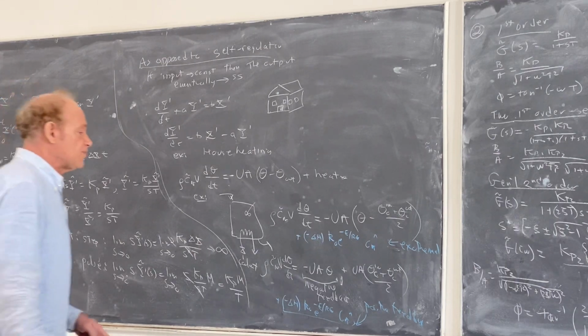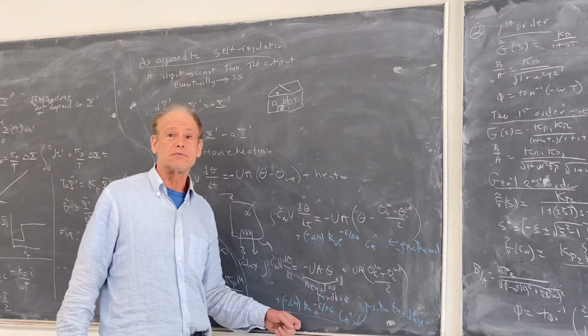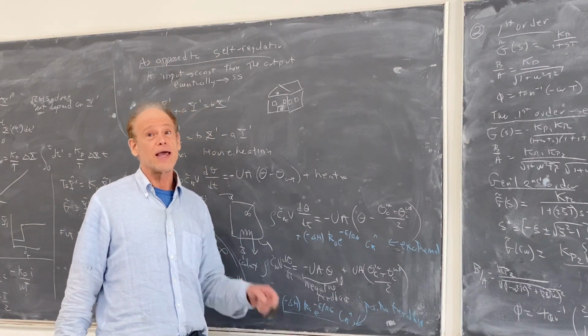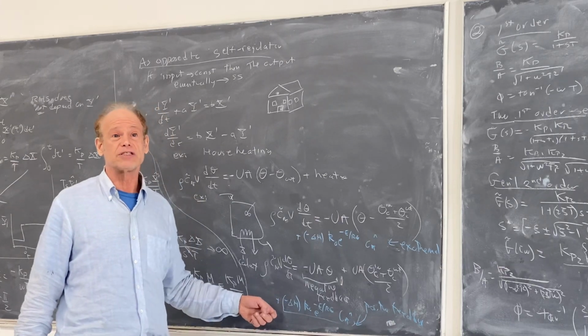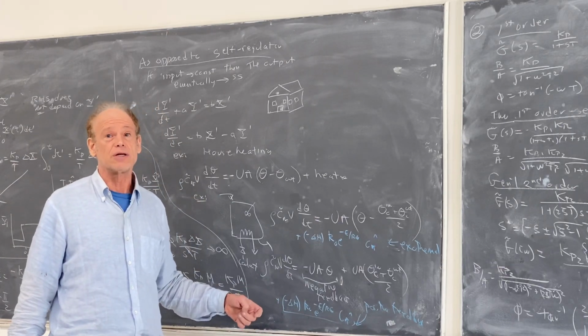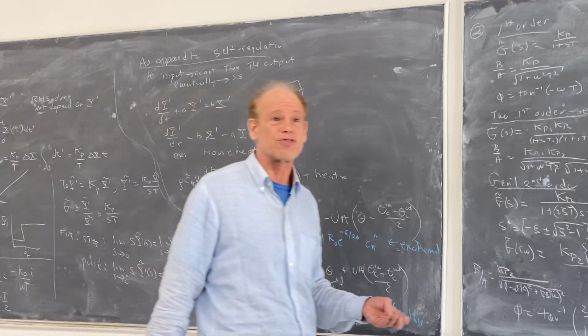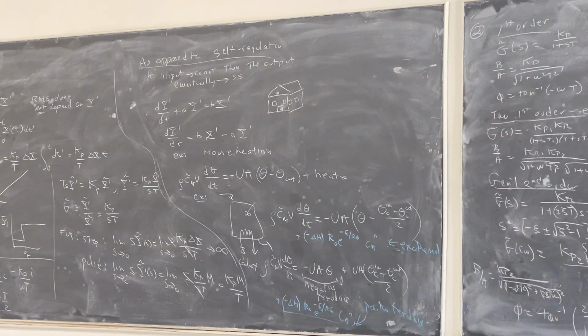But if this reaction is too wild, it could oscillate and blow up. And the whole system could blow up. It all depends on the reaction. So you always have to be careful with exothermic reactions, or exothermal reactions, because they could blow up.